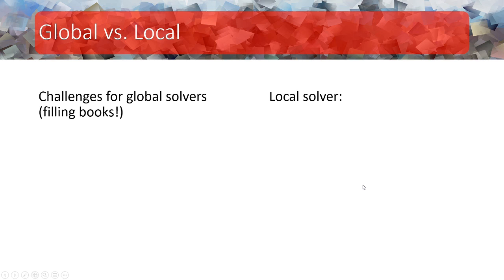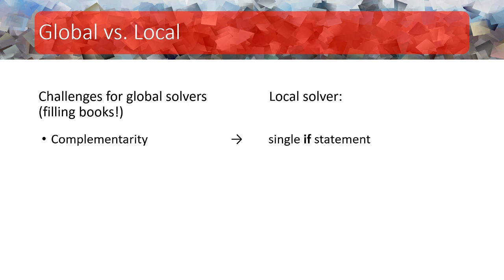A global solver handles all constraints at once. A local solver, like Gauss-Seidel, iterates through the constraints one by one. Despite their slower convergence, local solvers make your life much easier. Here is a list of challenges for global solvers. The study of these challenges fills books. The first is complementarity, basically treating inequalities. These arise in contact simulations.